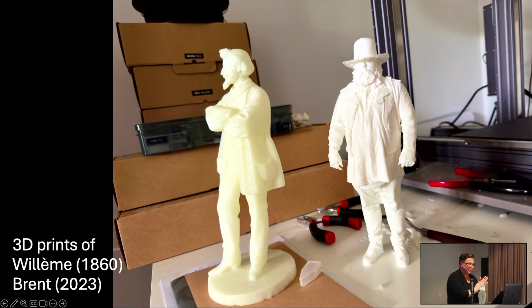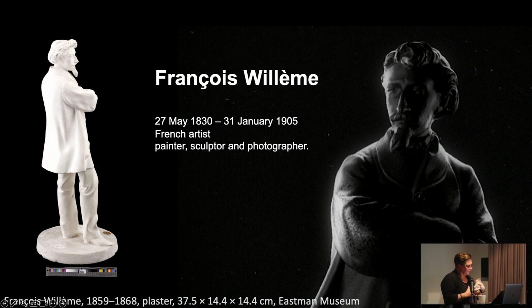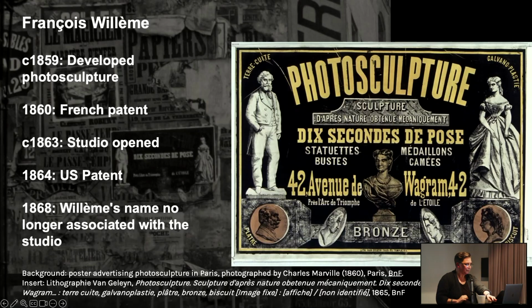All right, so out of that I was able to make some 3D prints. What we're looking at here on the screen is one of my students, Brent, from last year, and this is a print of a self-portrait by François Willème from 1860, so 160 years earlier. The sculpture by Willème is held by the George Eastman Museum in New York, who hold quite a lot of artefacts from his practice.